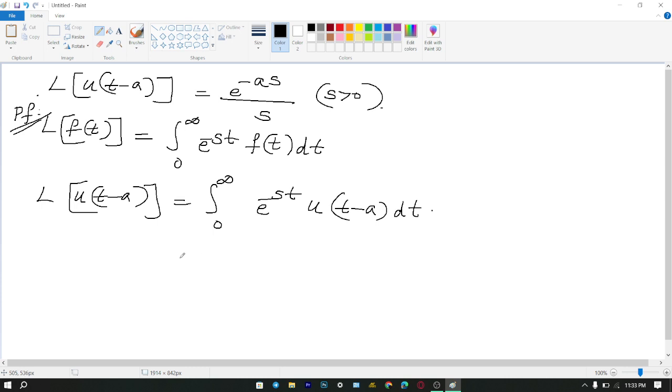Here also we can split the integral like this. Integral from 0 to a e raised to minus st. Then when t is less than a, the value of u of t minus a is 0.